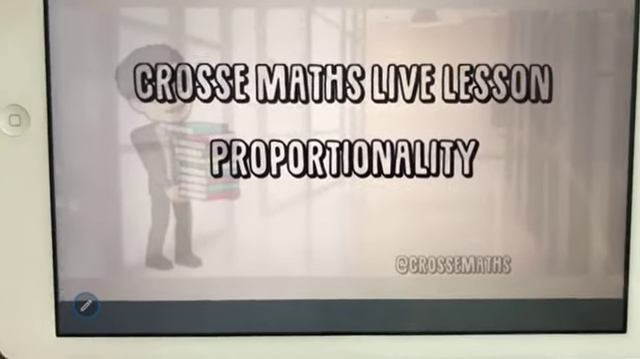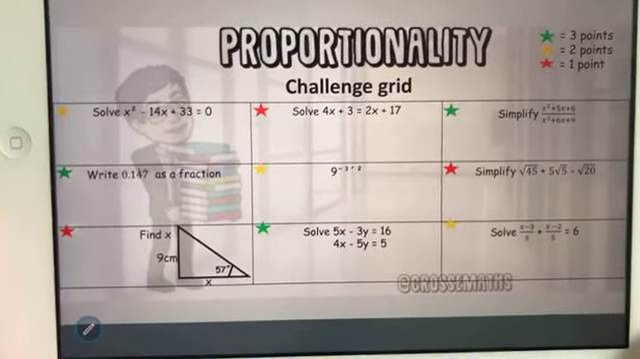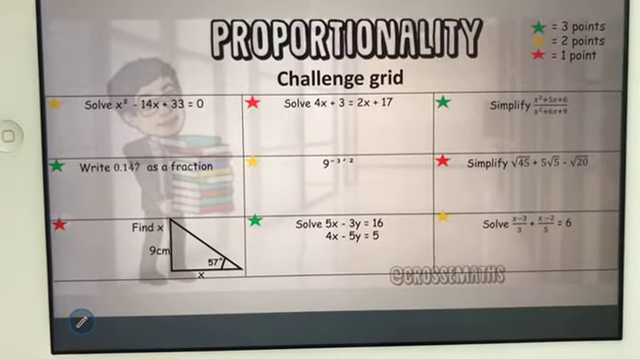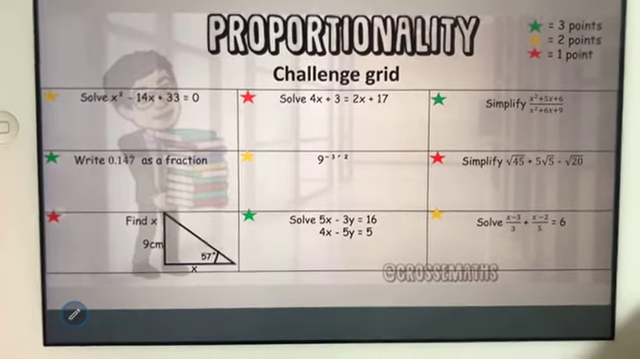Have a go at the starter on the next page. Today's topic is proportionality. If you don't know what that is, that's good, because that means you're probably going to learn lots today when you have a go at it. When you're ready, have a go.